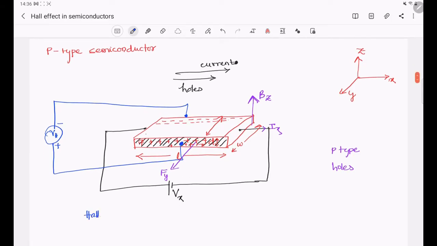So, here the Hall voltage will be positive. Okay. So, for a P type semiconductor, the Hall voltage will be positive. Similarly, for an N type semiconductor, the Hall voltage that is generated will be negative.